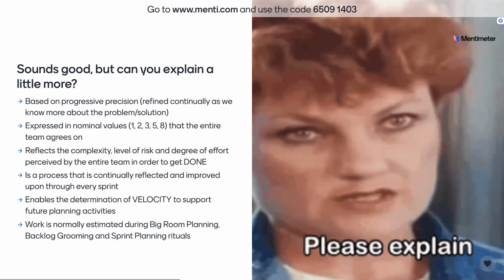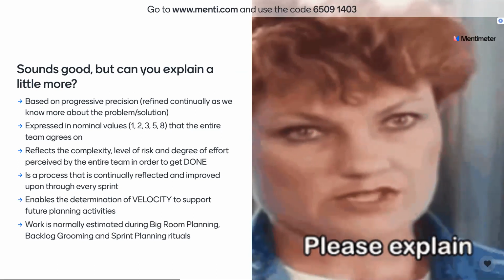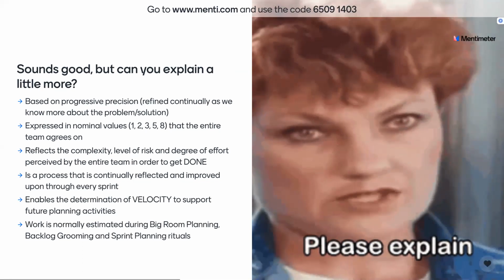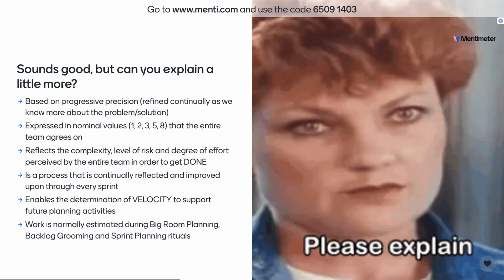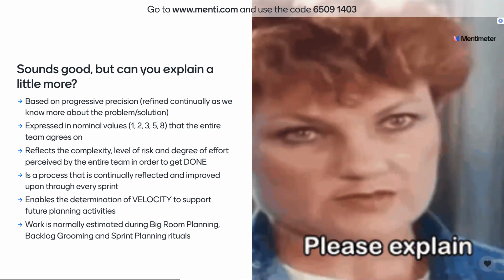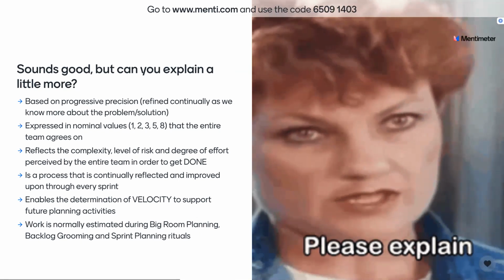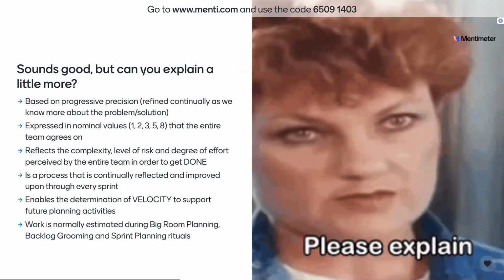So it's not just you do it once and that's it. It does become more and more accurate as we understand more and more about it, so it is refined continually. Relative estimation is expressed in nominal values or points, and it follows the Fibonacci sequence. That's 1, 2, 3, 5, 8, 11, 13, etc. But we'll cut it off at 8.